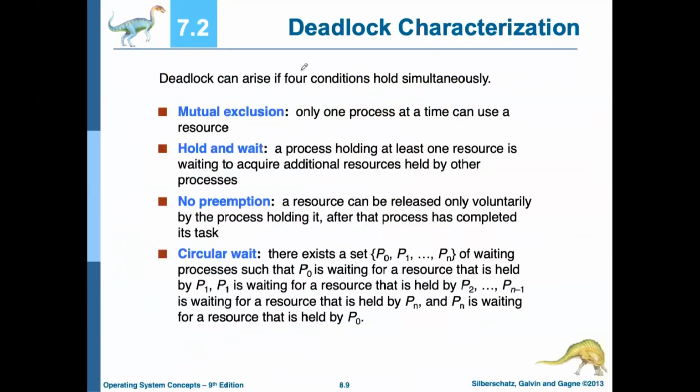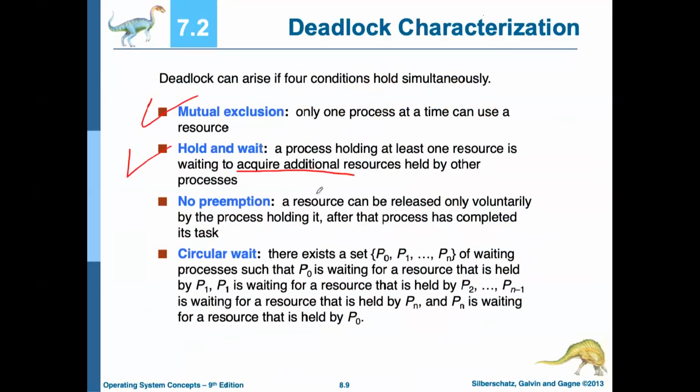So deadlock characterization: deadlock can arise if four conditions hold simultaneously. First, mutual exclusion, which you already know from the previous chapter. Second, hold and wait: a process holding at least one resource is waiting to acquire additional resources held by other processes. That's why I told you that when you use a resource, after that you have to release it. Otherwise, if you create any algorithm that holds without waiting, it becomes a problem.